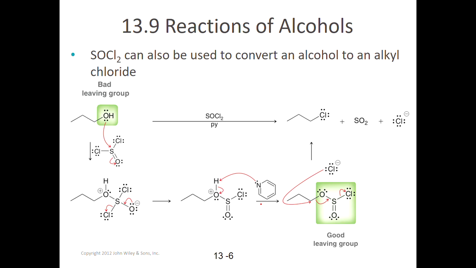Here's another way to convert an OH into a halide. SOCl2, or thionyl chloride. So here's this Lewis structure for thionyl chloride. The sulfur actually has a lone pair even though it's not shown here.